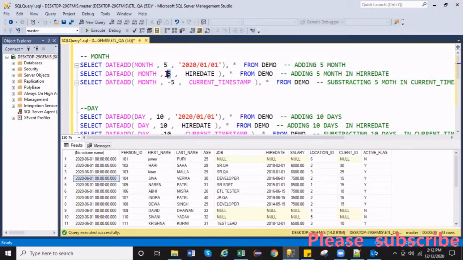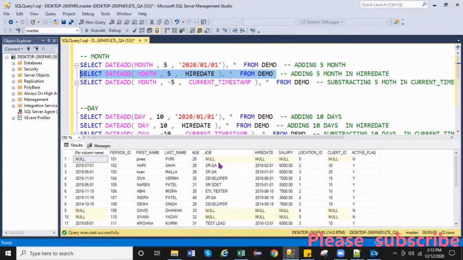I would like to add 5 months in hire date. Every hire date, each employee who was hired, add 5 months and give them a bonus. Sometimes the company will say something like that: go ahead, find out the employee who was hired 5 months back. If they are older than 5 months, give them a bonus of 5% on their salary. So those are the things. To calculate all those things, we need to have date functions, right? So if I run the second statement, it is adding 5 months in hire date.